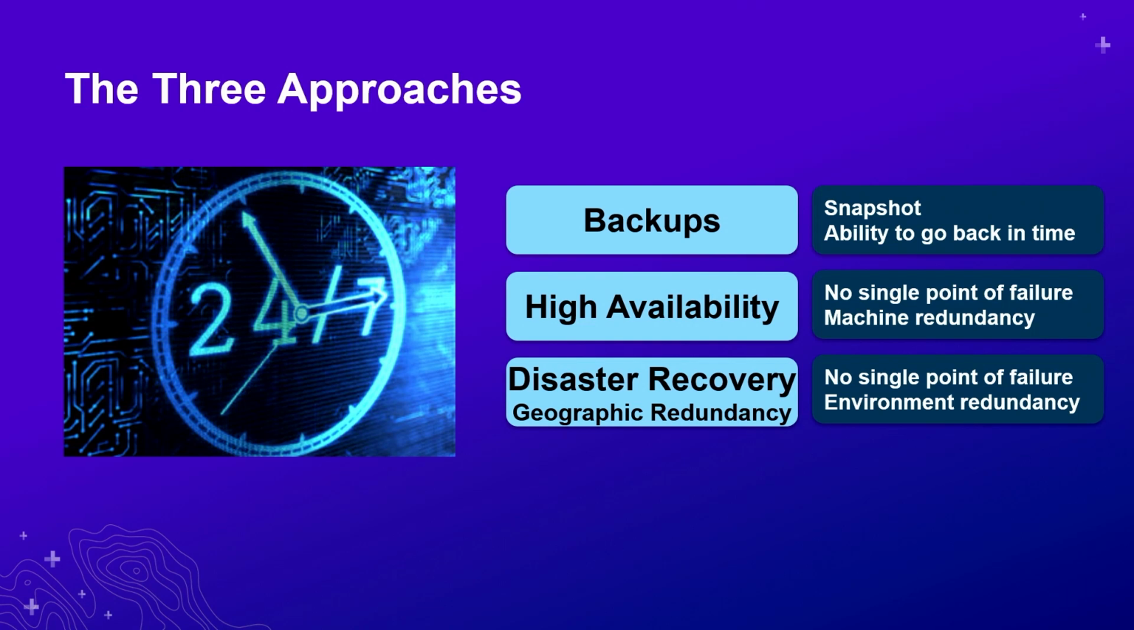So what approaches are there? There's three approaches that we're going to cover in this presentation. The first is backups, so the ability to take a snapshot at a point in time, store it in a secure location, and apply it if there's a failure. High availability, so minimizing single points of failure by maintaining machine redundancy within a data center. And finally, disaster recovery, which is, again, eliminating single points of failure, but at a data center level, so that you have geographically separate environments, primary and standby, in different regions and different areas. And if your primary data center were to go down, you can flip over to your standby data center.